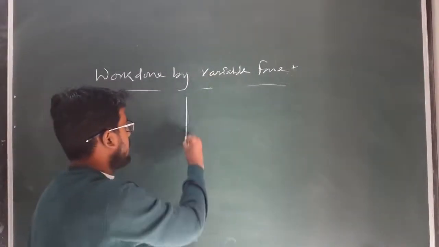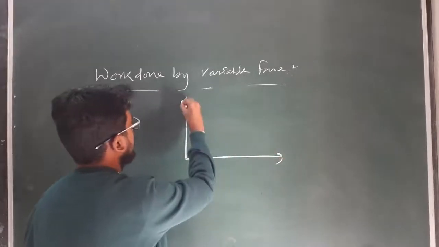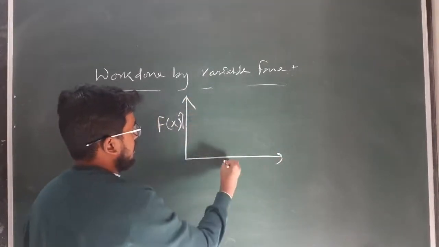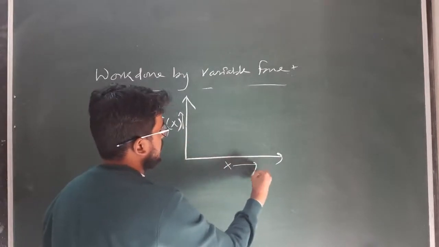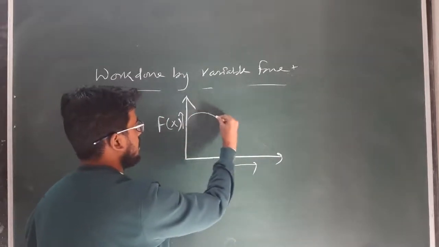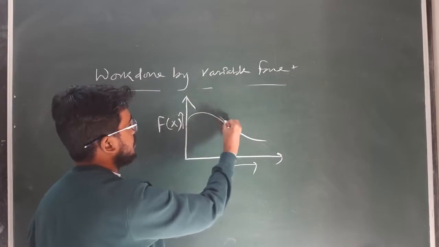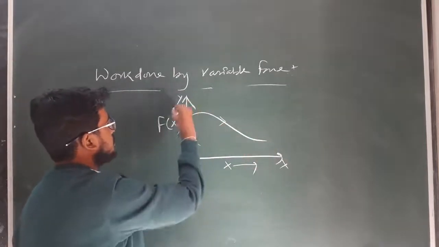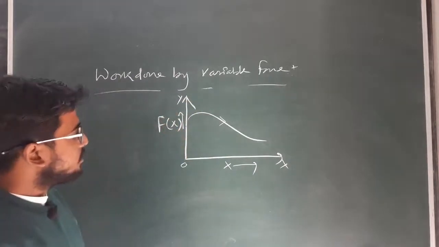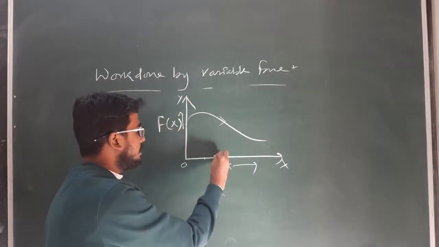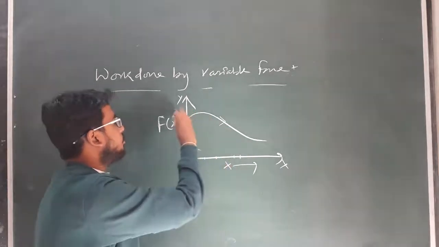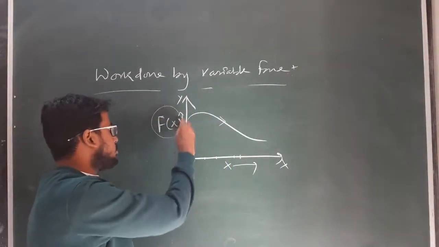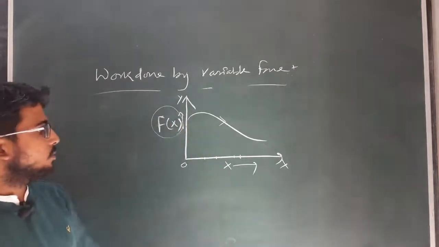So for example, here is a force given as a function of position, and along the x-axis we are taking the displacement or position, and this is the force which varies with respect to position x. Clear? So as the force changes with respect to each value of x, the force is variable. So how to find out the work done by this type of force whose value changes with respect to position?